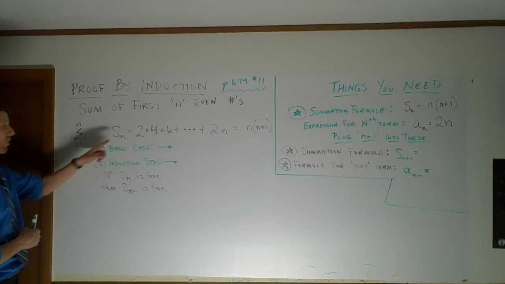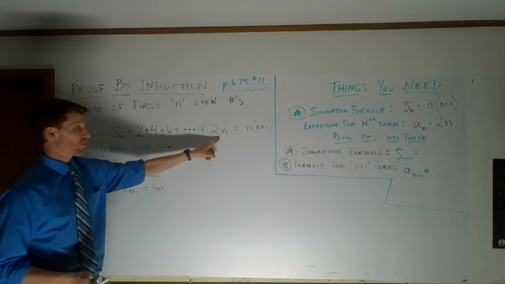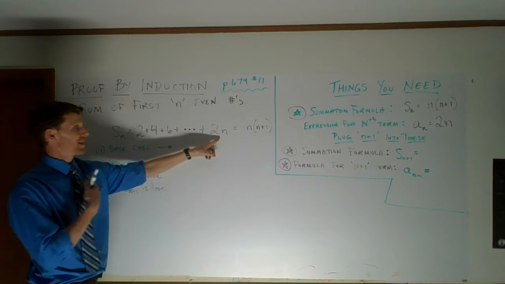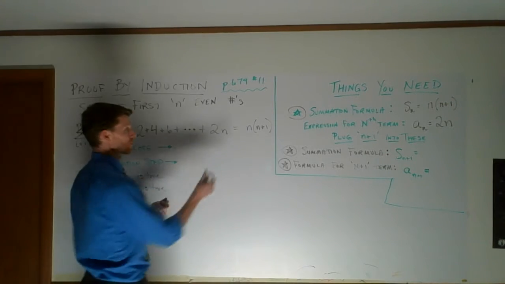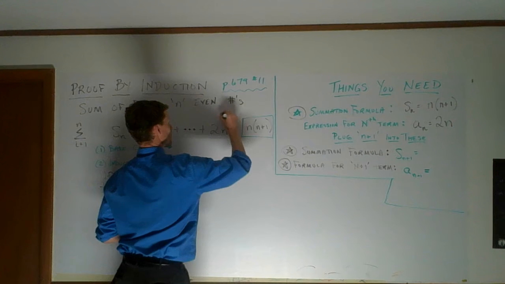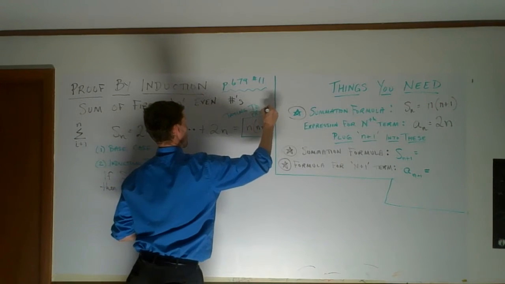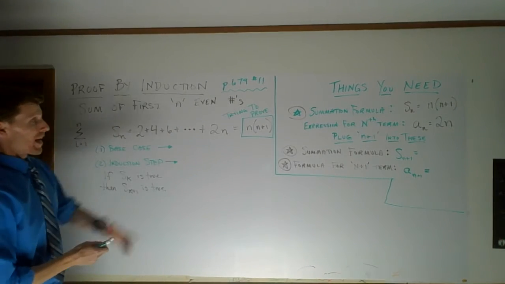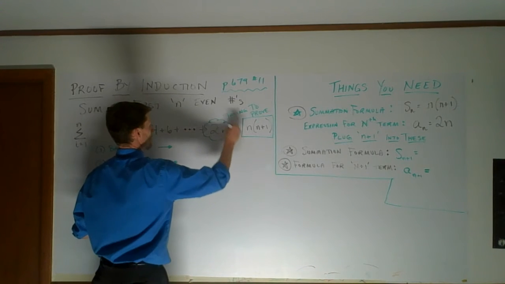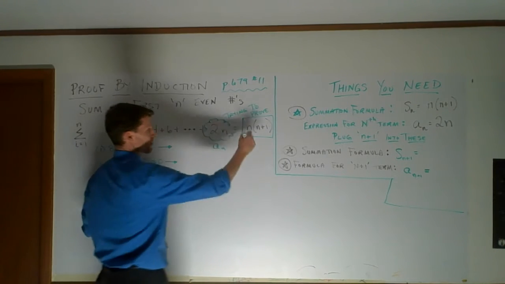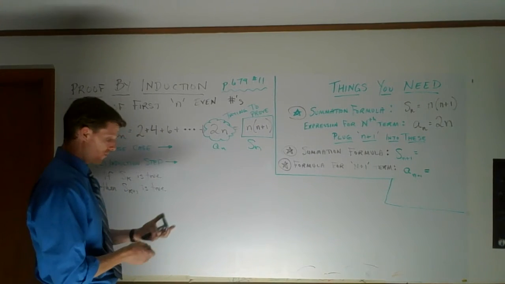Alright, so we are given the even numbers. We are given an expression for the nth term of this sequence, 2n. We are given the summation formula we're trying to prove. This is what we're trying to prove. We got set up. We've taken these two values, the expression for a sub n and the formula for s sub n. We put them in, the things we always need to do one of these proofs.